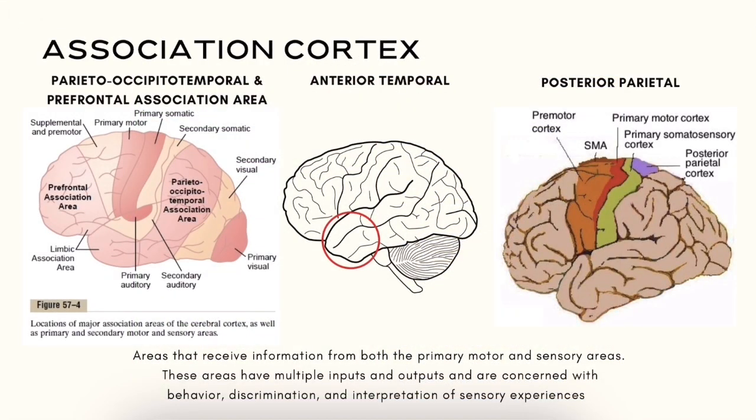Let's now go to the association cortex. So the association cortex, these are areas that receive information from both the primary motor and sensory areas. So these areas have multiple inputs and outputs and are concerned with behavior, with discrimination and interpretation of sensory experiences. So if we look at the slide or the picture here, we have a main three and an additional one that we're going to talk about. So this is according to Snell. The main three association cortices are your anterior temporal, your posterior parietal, and your prefrontal association area. And then later on, we're going to be talking about our parieto-occipito-temporal association cortex.